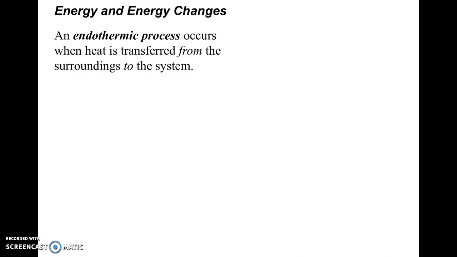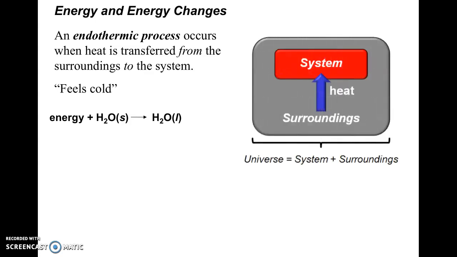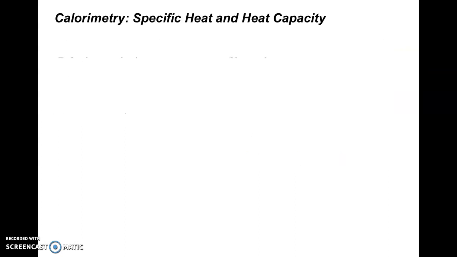If energy is absorbed by a chemical system, then the heat energy moves from the surroundings to that chemical system, so the surroundings feel cold. An example of this is the melting of ice cubes, solid water to produce liquid water. If you have solid ice cubes in a glass at room temperature, the heat from the surroundings will move into the ice and cause it to melt, and the glass will feel cold to you. So in this case, our blue arrow is moving from the surroundings to the system.